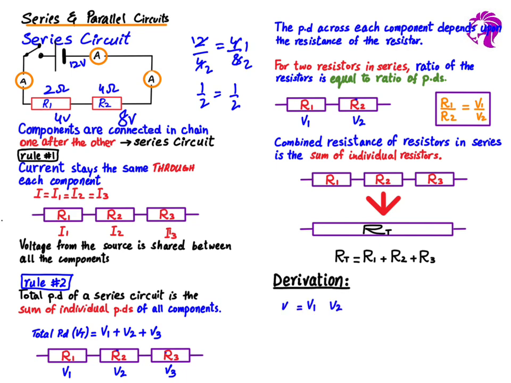Alright. So see, is that understood? This is the formula. Whenever you have a series circuit, you find the resistance this way. Got it?